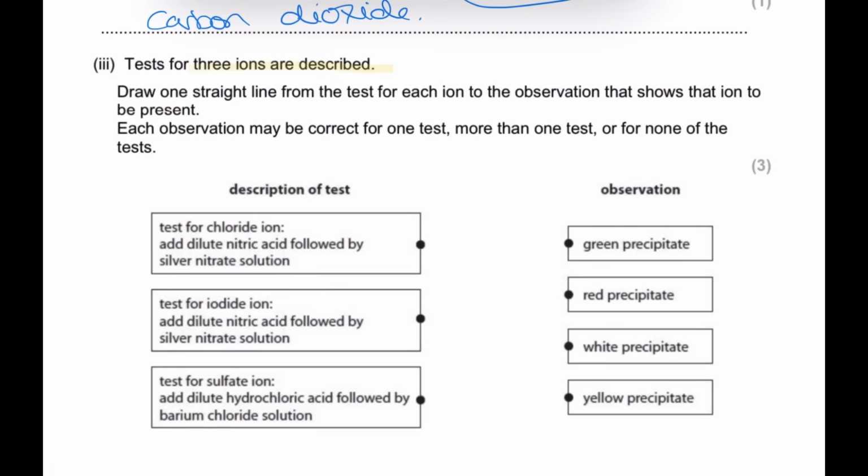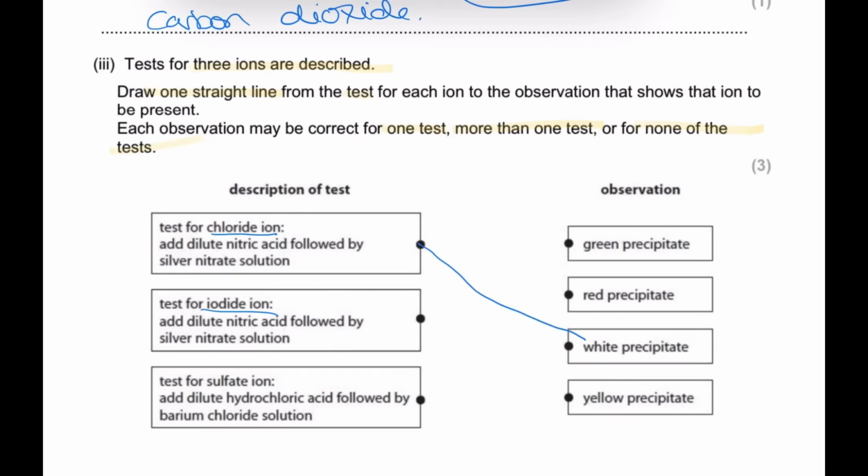Tests for 3 ions are described. Draw one straight line from the test of each ion to the observation that shows the ion to be present. Each observation must be correct for one test, more than one test, or none of the tests. Now we have the test for chloride ions. We add dilute nitric acid followed by silver nitrate solution. We get a white precipitate.